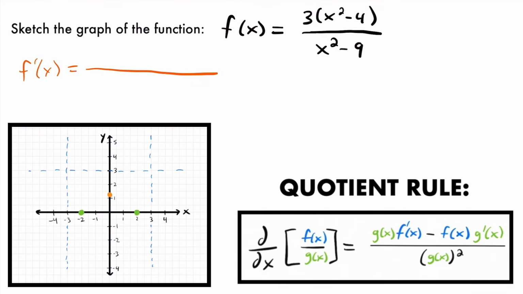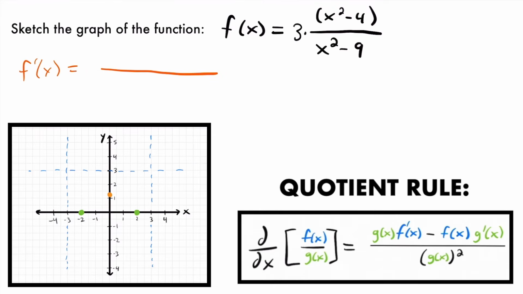As we go through this derivative, it's going to be a little annoying to have this 3 out front of our top function. Since that's just a constant multiple, we're going to pull that out. What I mean by that is we're going to rewrite our function to just be 3 times the quotient of these two functions. That's going to make it a little bit easier for us to take our derivative. So I'm going to write that over here as well.